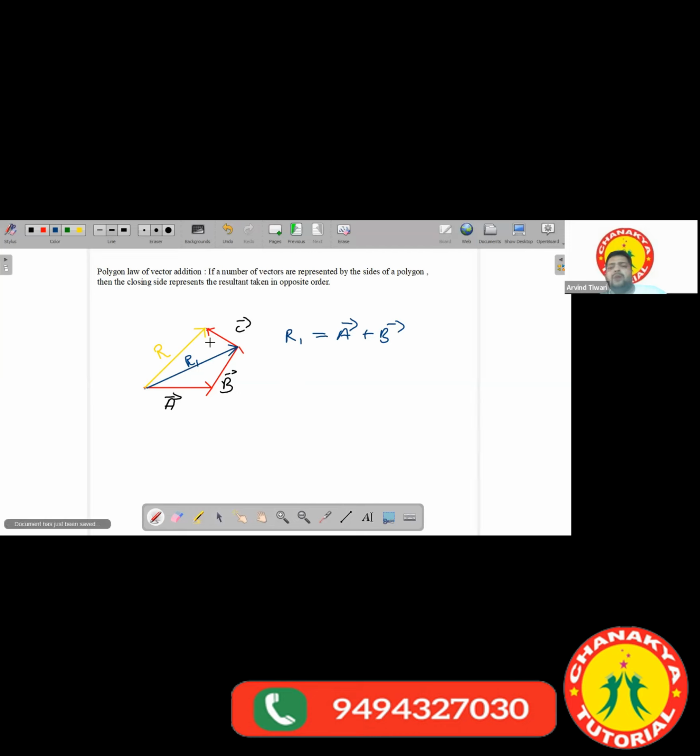Now, if you see above that, you are forming another triangle. If you see R1 plus vector C, R1 and C are in order. Can I say R1 and C are in order? Yes. And if I complete the triangle, the closing side is taken in opposite order. So in this triangle also I am applying the triangle law and finally getting the resultant equal to R. So here I am also proving the polygon law of vector addition, again using the triangle law only.